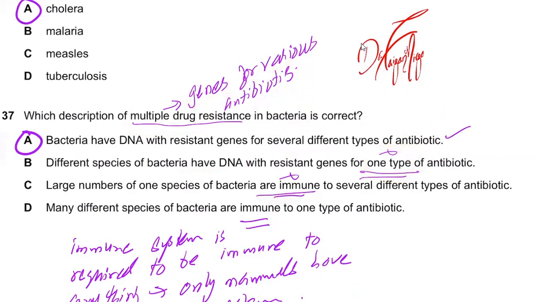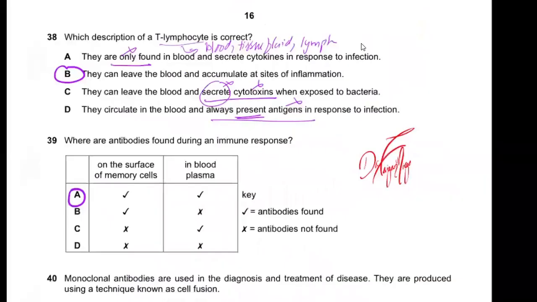Larger copies of one species of bacteria are immune to several types of antibiotic. Many different species of bacteria are immune to one type of antibiotic. You can never use the term immune for bacteria. A bacteria cannot become immune. Bacteria do not have an immune system. The immune system is primarily in mammals, and more importantly in humans, it's most evolved. So we do not use the term immune system or immunity or immune for bacteria.